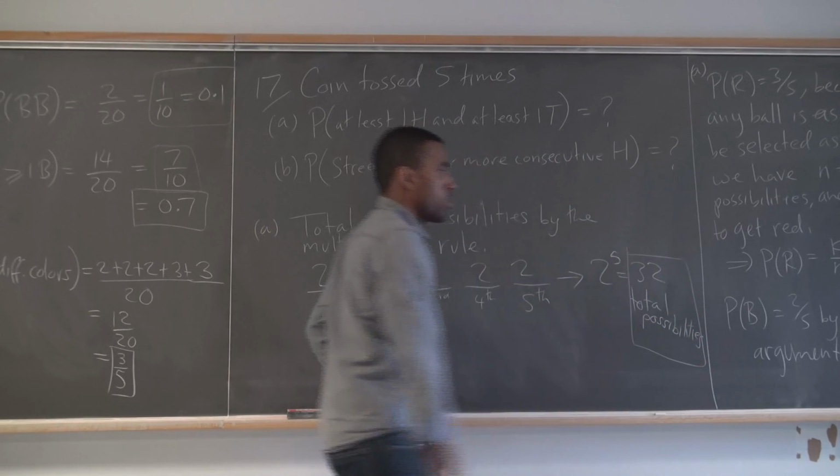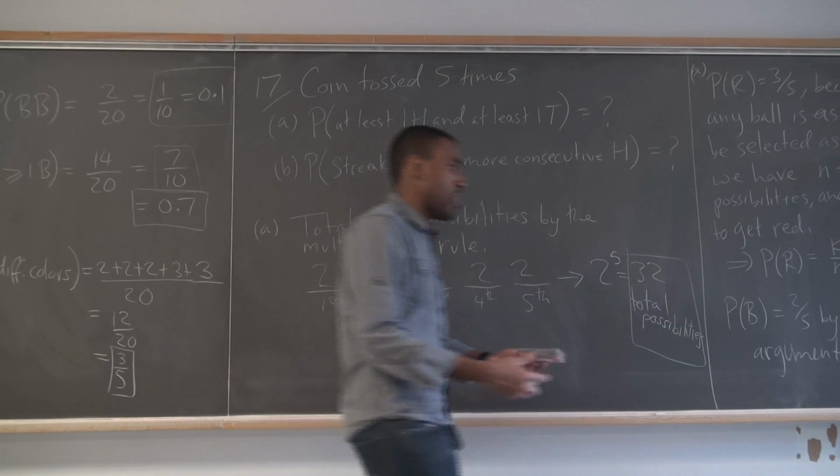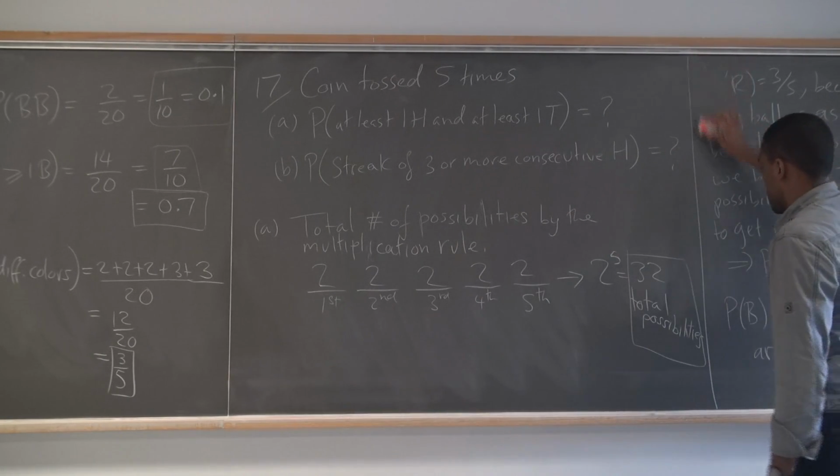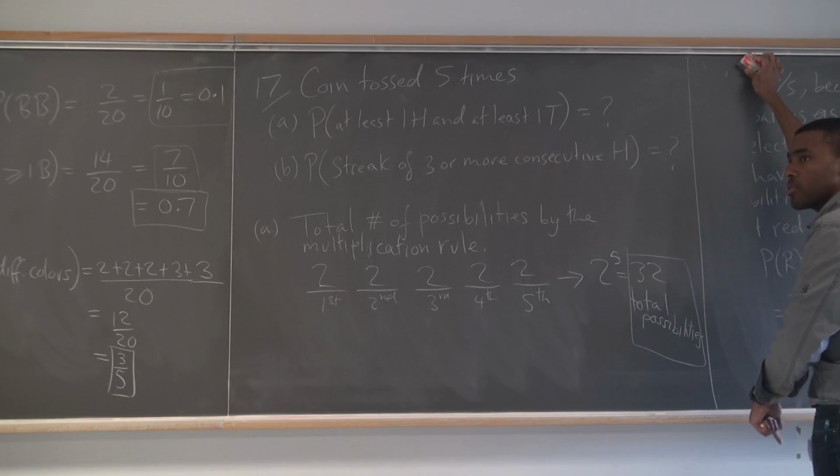Now we're going to assume equal likelihood, right? It's equally likely to get a head or a tail, which means the probability of each is a half. And so now we just want to count the number of ways we can get what we want, and that should be out of 32.